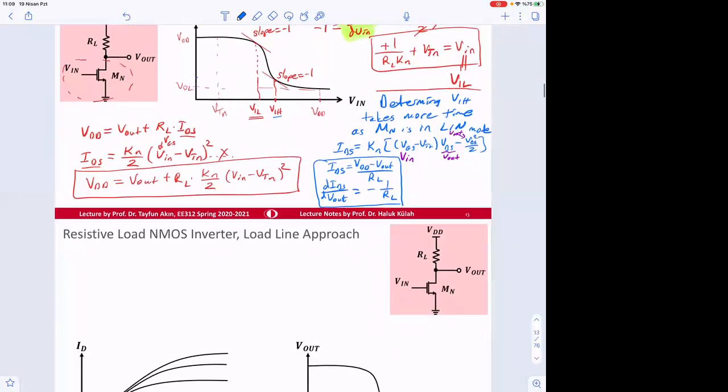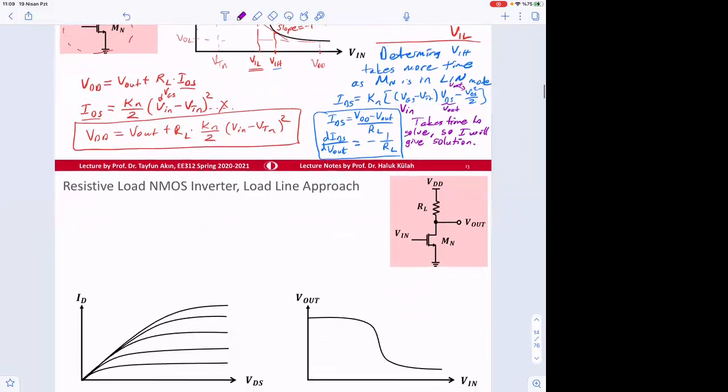Okay. So the method is tedious and takes time to solve. So I will give a solution. And typically in the exams, we don't want you to go through these long solutions.